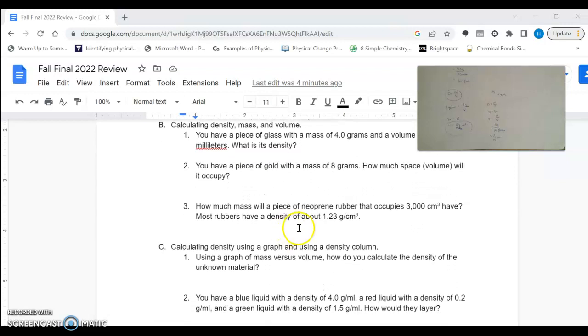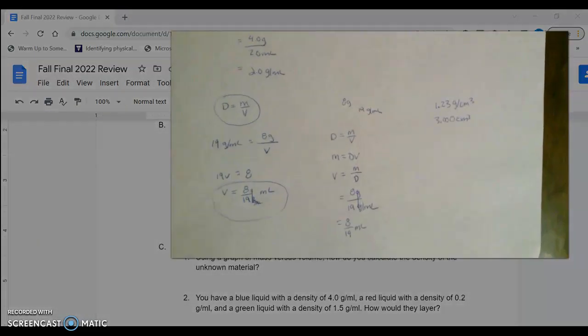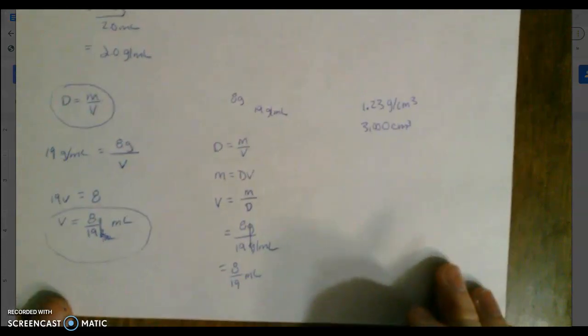How much mass will a piece of neoprene rubber that occupies 3,000 centimeters cubed of space have, and we have that density as well. So coming back over, I'm going to go ahead and write down my numbers. I've got a density of 1.23 grams per centimeter cubed. I've got a volume of 3,000 centimeters cubed. And let's go ahead and look at solving this.